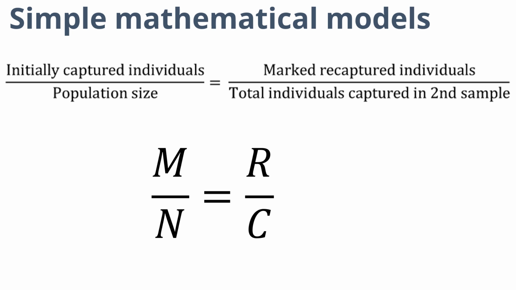And if we look at this equation, it's looking at the ratio between the number of individuals captured and marked in the first sampling event divided by the total population size, so N, okay, and that's equal to the ratio of the number of individuals that were marked and recaptured in the second sampling event divided by the total number of individuals captured in the second sampling event. So those are going to be the ones that were marked and the ones that were unmarked.